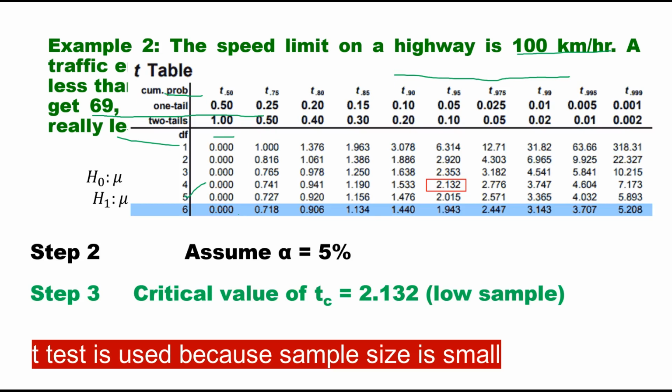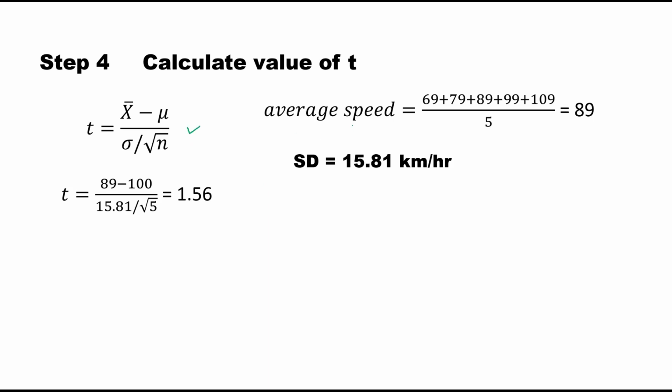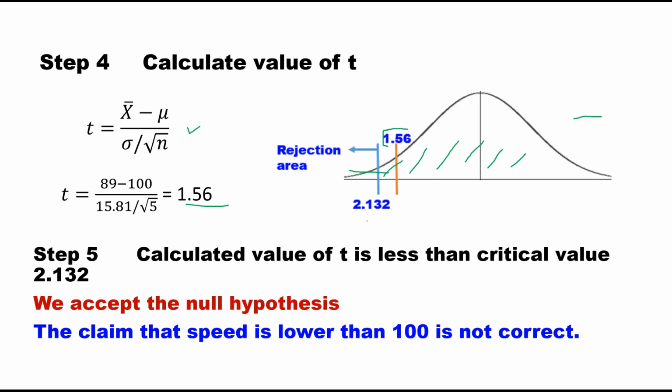Calculate the critical value. Now for degrees of freedom 4, the critical value corresponding to alpha equal to 0.05 is 2.132. Now you calculate the value of t. Now t is given by this equation. The average speed of the 5 vehicles is 89 and the standard deviation is 15.81, and therefore this value is 1.56. Now you see the distribution. Here is the value of t, and corresponding to 5%, here is the rejection area, that is t critical 2.13. Now this is the total area which is the accepted area, and therefore we should accept the null hypothesis because the t calculated is less than the critical t of 2.132. The claim that speed is lower than 100 is not correct. Speed has not changed.